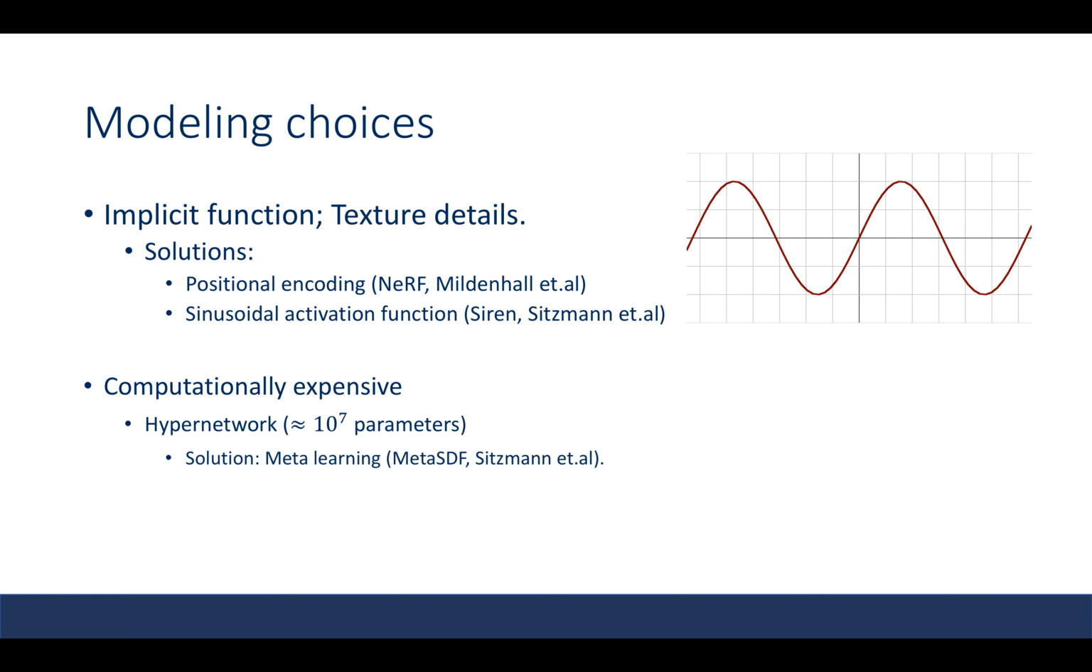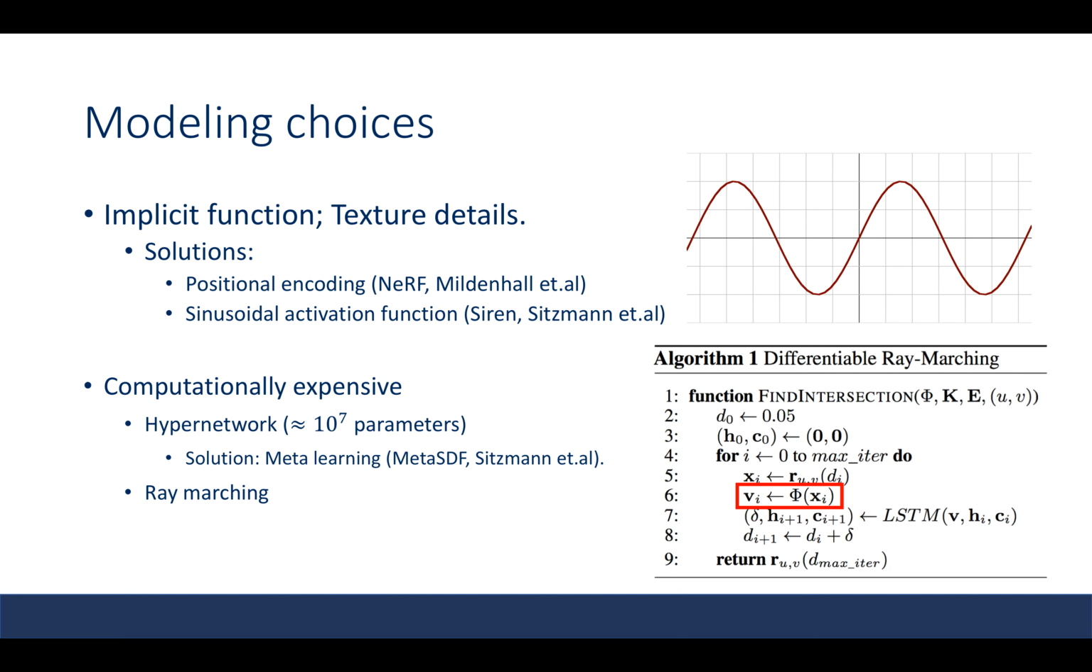Also, the hypernetwork is computationally expensive since it regresses parameters of another huge network. One may use recent meta-learning techniques like in MetaSDF to find a good initialization for weights for new scenes. Moreover, the ray marching is really time-consuming as it calls a forward pass of the scene MLP at each step.